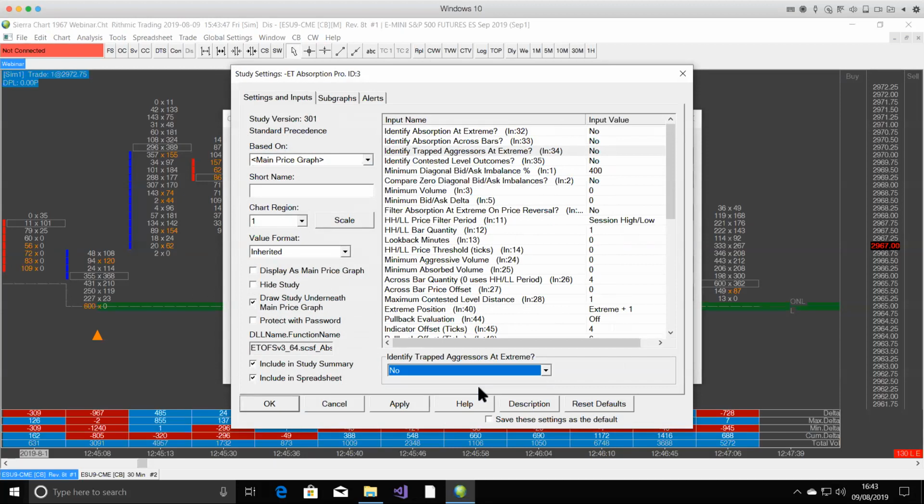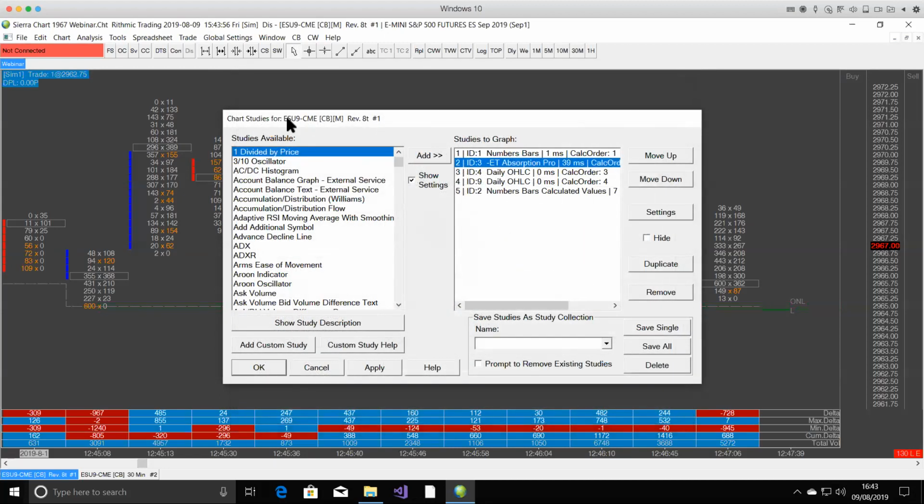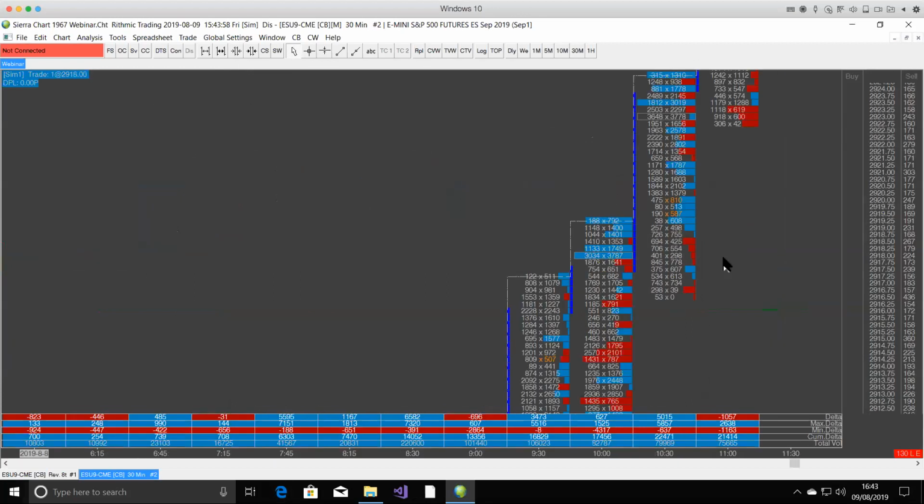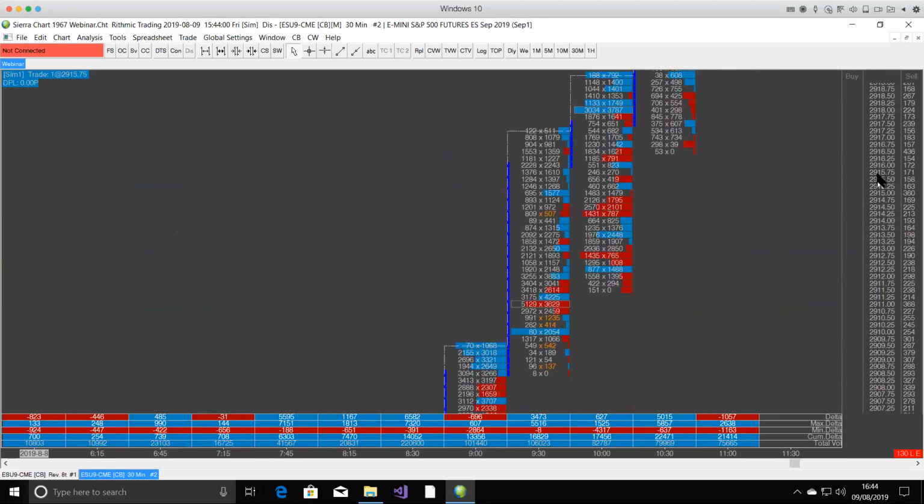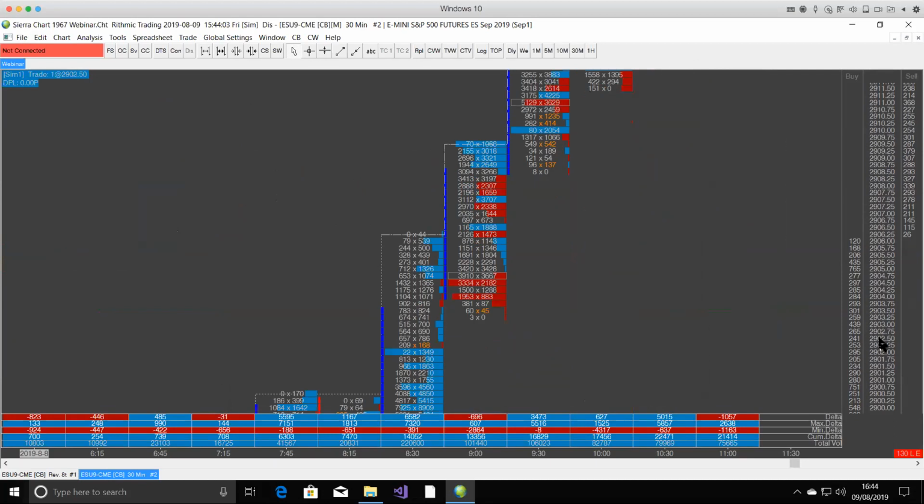So the final absorption supply and demand event I'm going to go through is brand new in version 3. We call it contested level outcomes. What I'm going to do is go off the 30-minute chart and we'll see if we can identify any of these manually.